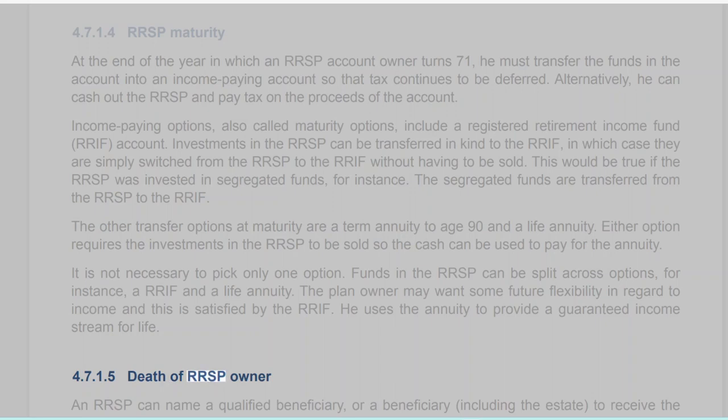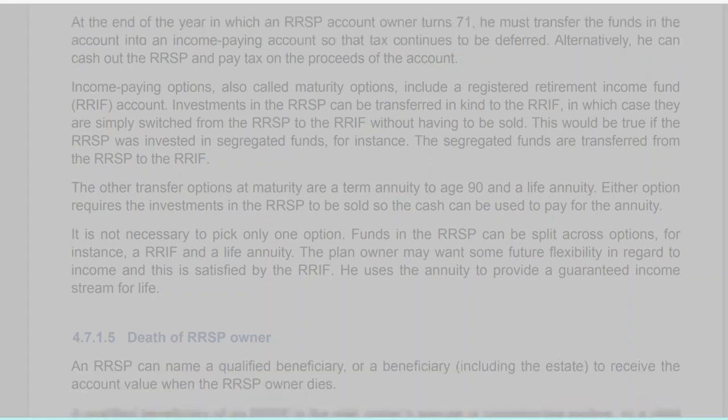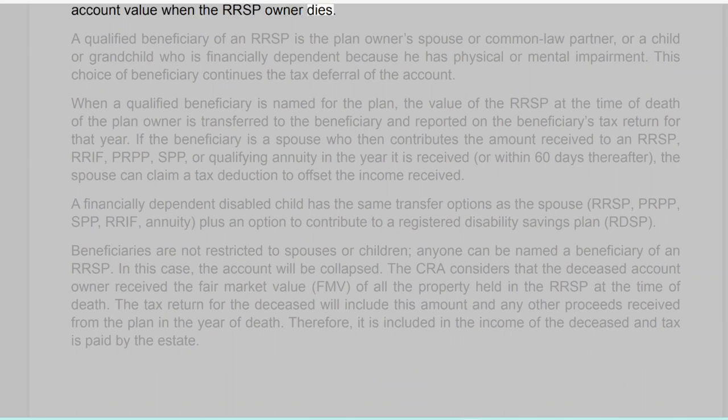4.7.1.5 Death of RRSP owner. An RRSP can name a qualified beneficiary or a beneficiary, including the estate, to receive the account value when the RRSP owner dies. A qualified beneficiary of an RRSP is the plan owner's spouse or common-law partner, or a child or grandchild who is financially dependent because he has physical or mental impairment. This choice of beneficiary continues the tax deferral of the account.